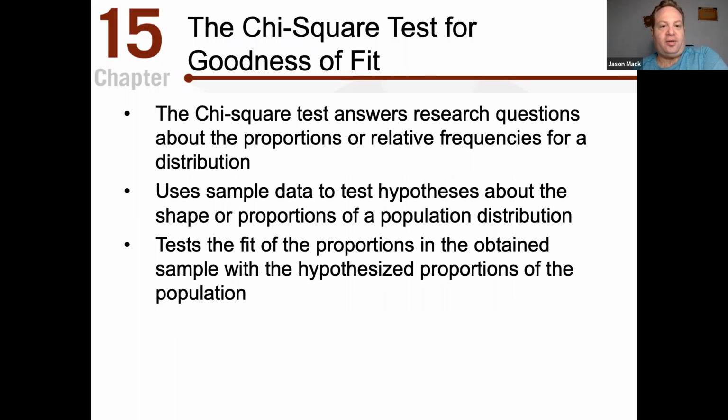The chi-square test for goodness of fit. The chi-square test answers research questions about the proportions or relative frequencies for a distribution. This uses sample data to test hypotheses about the shape or proportions of a population distribution. This tests the fit of the proportions in the obtained sample with the hypothesized proportions of the population.